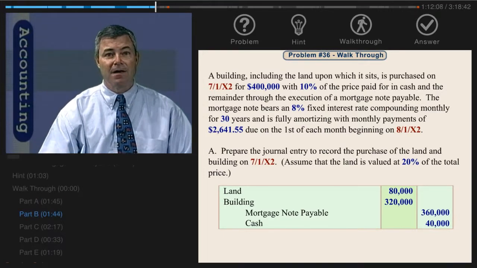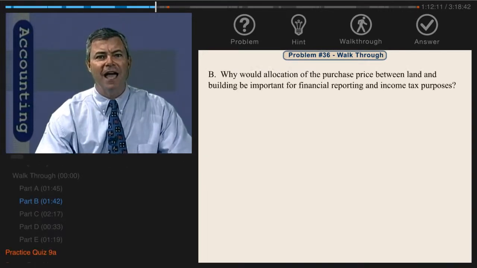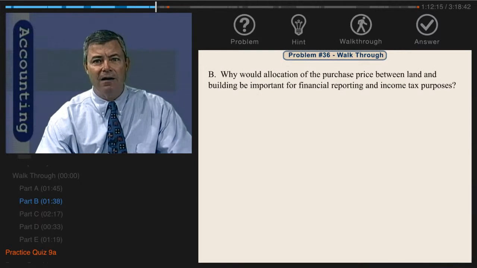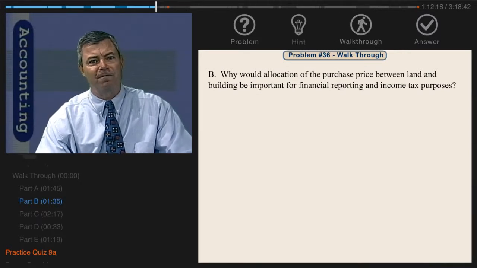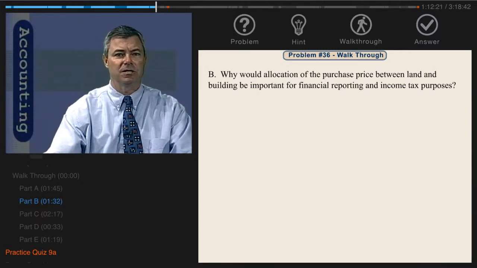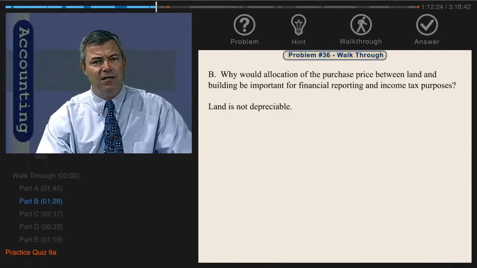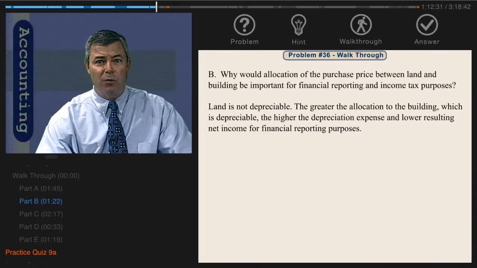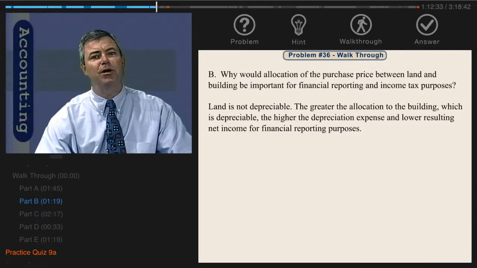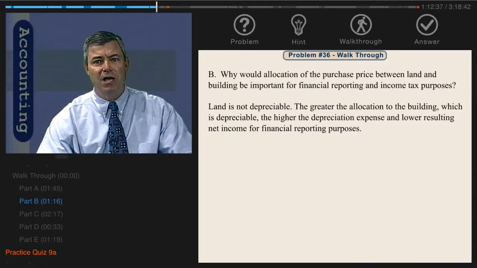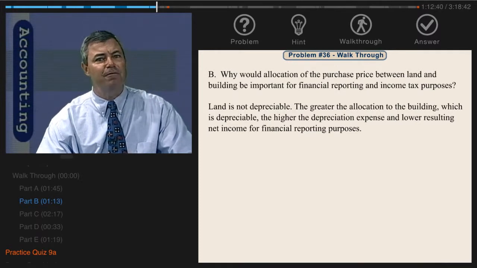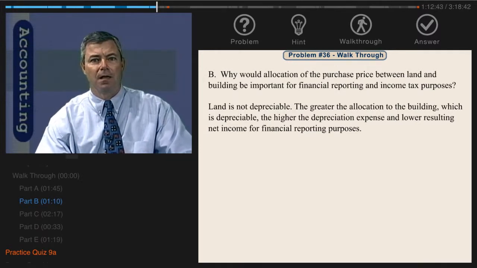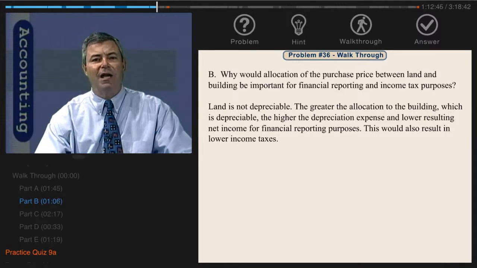$360,000. The next question is this: why do you think the allocation of the purchase price between the land and the building would be important for financial reporting and income tax purposes? The answer is that the land is not depreciable. The greater the allocation of this cost to the building, which is depreciable, the higher the depreciation expense reflected on the financial statements, and therefore the lower the resulting net income for financial reporting purposes. This would also result in lower income taxes.